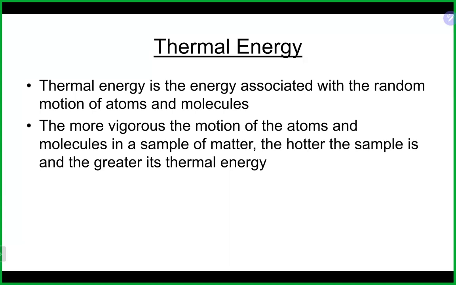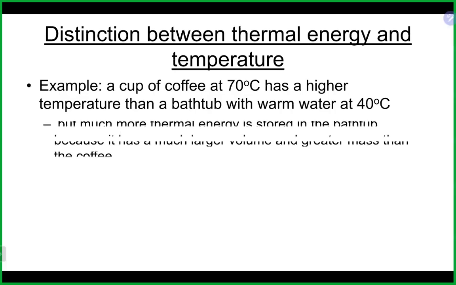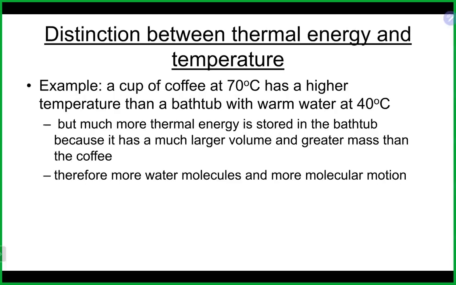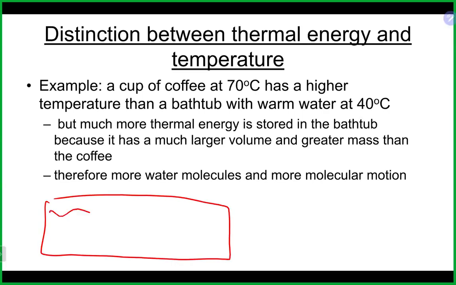something where you have fewer molecules moving around. So an example to illustrate the difference between thermal energy and temperature. Let's take a look at this example here, which is, we have a bathtub of water. So it's pretty big, I would imagine. And it's at 40 degrees Celsius. And we've got a little coffee cup of water or coffee that's at 70 degrees Celsius.